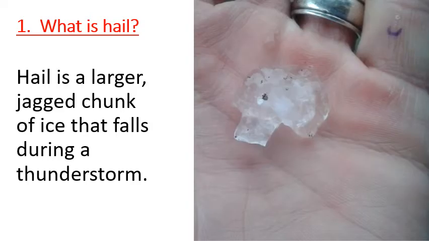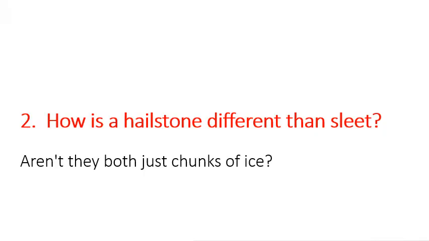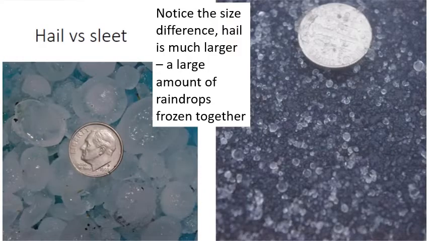Now, how is a hailstone different from sleet? Because they're both chunks of ice that fall from the sky. Well, first of all, notice the size difference. Hail is much bigger. It's a large amount of raindrops that are frozen together, whereas sleet is a single frozen raindrop. And you can see the dime in both the pictures. This on the left is hail. This on the right is sleet.